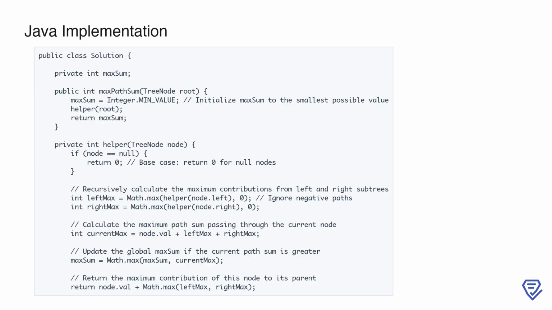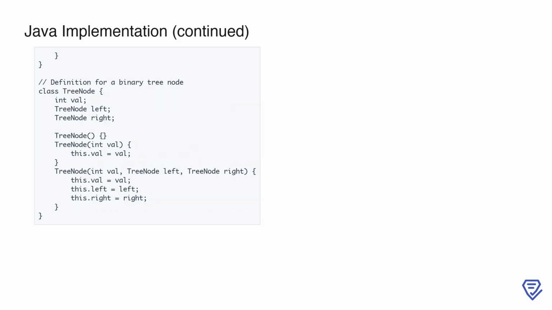The helper function then returns the maximum contribution of the current node to its parent, which is the node's value plus the greater of the left or right subtree contributions. Finally, we close the helper function and the solution class.